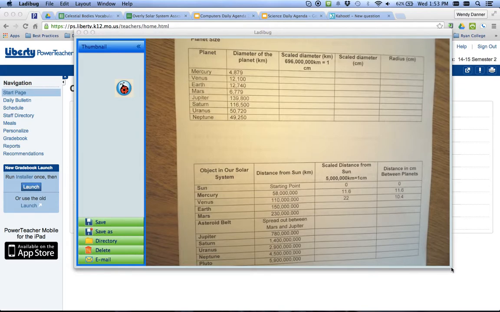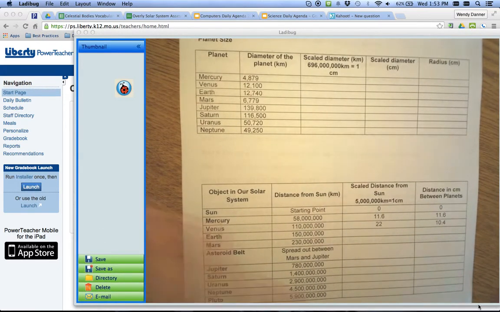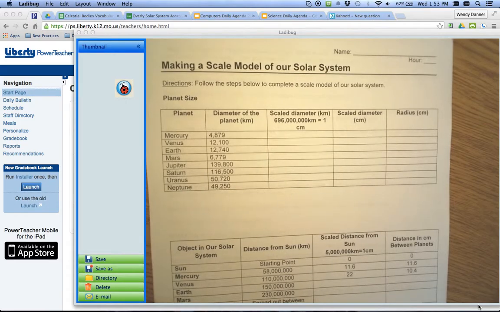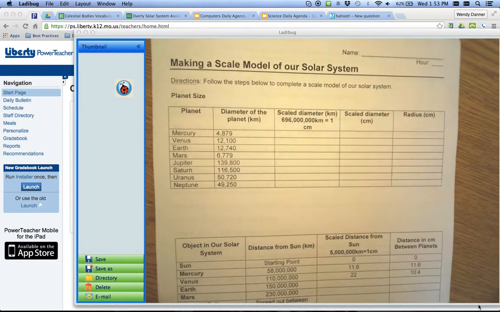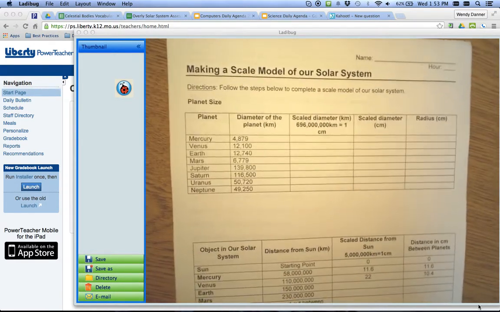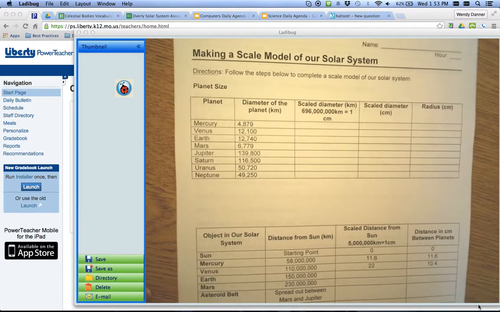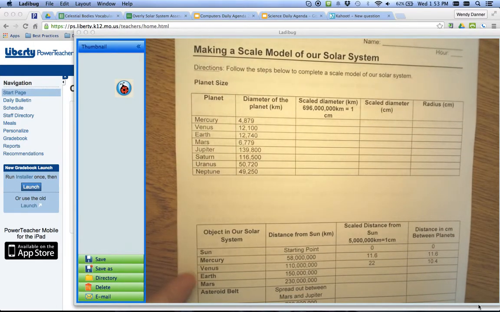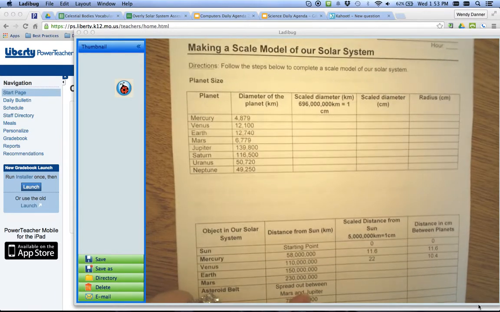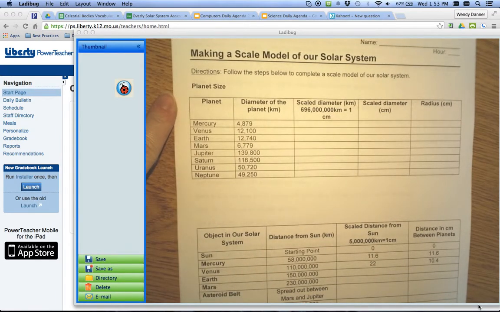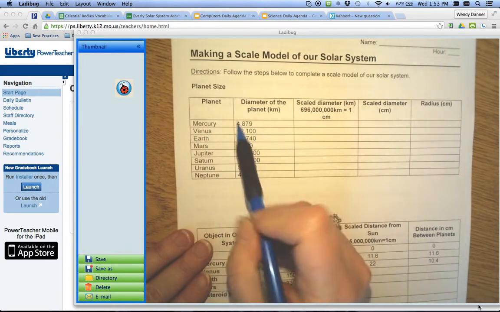All right, so here's what we got going on today. We have this project that we're starting. What we're going to do is take the planet size and the distance between each of these planets, and we're going to scale them down so that we can recreate these. First of all, we're going to scale down the planet size.